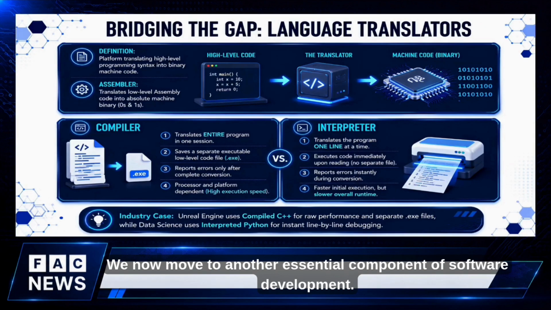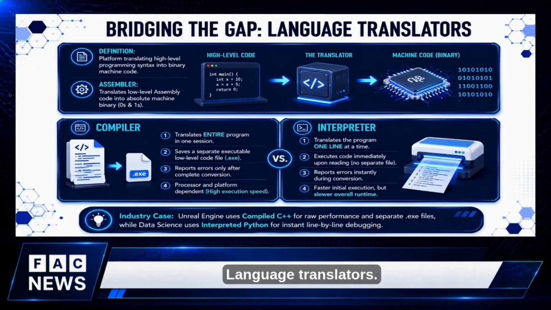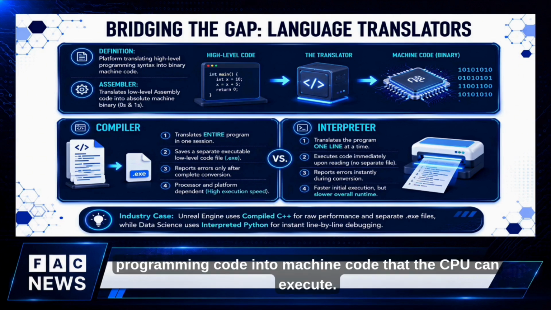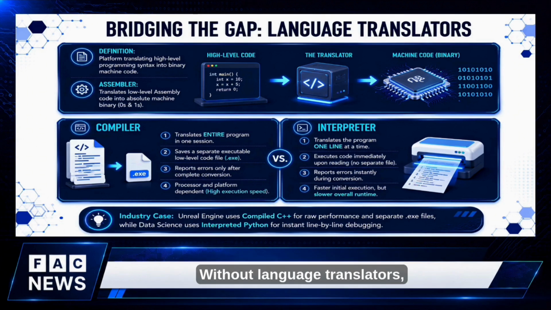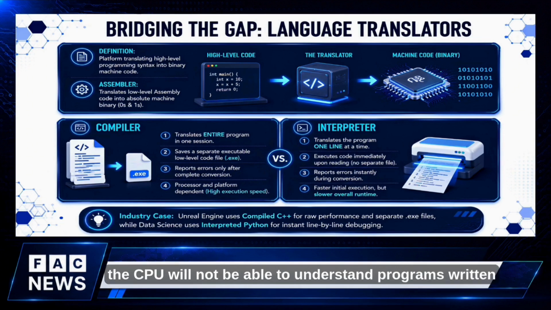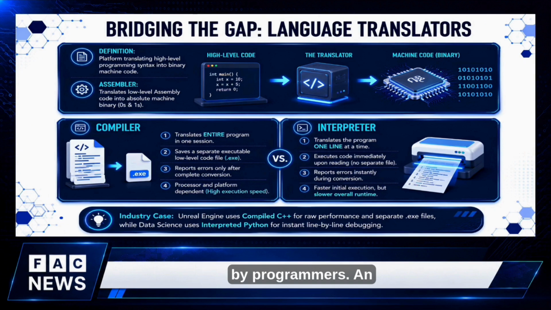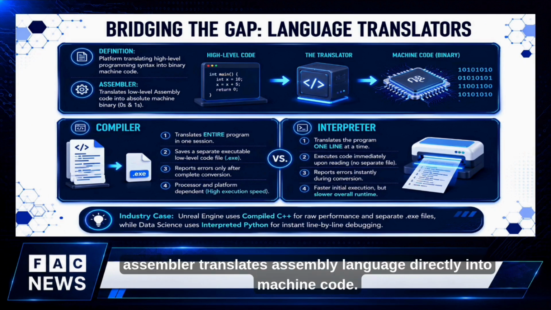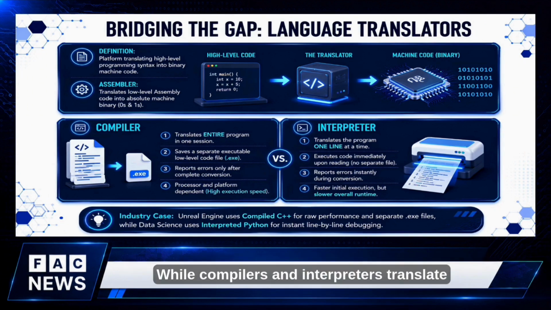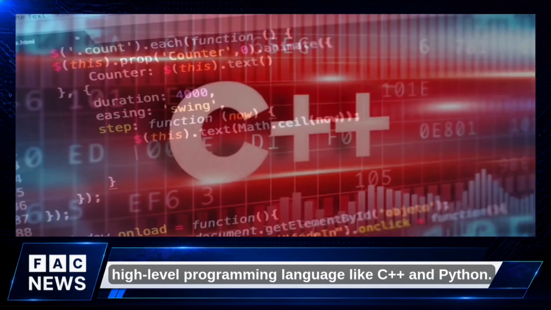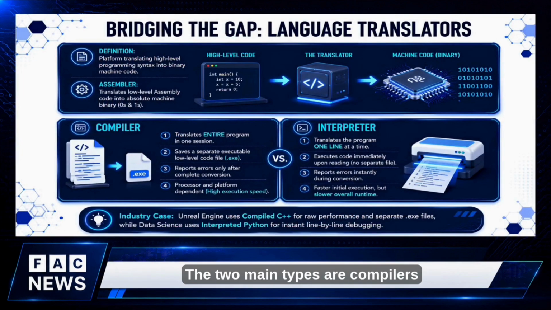We now move to another essential component of software development, language translators. A language translator converts high-level programming code into machine code that the CPU can execute. Without language translators, the CPU would not be able to understand programs written by programmers. An assembler translates assembly language directly into machine code, while compilers and interpreters translate high-level programming languages like C++ and Python. The two main types are compilers and interpreters.